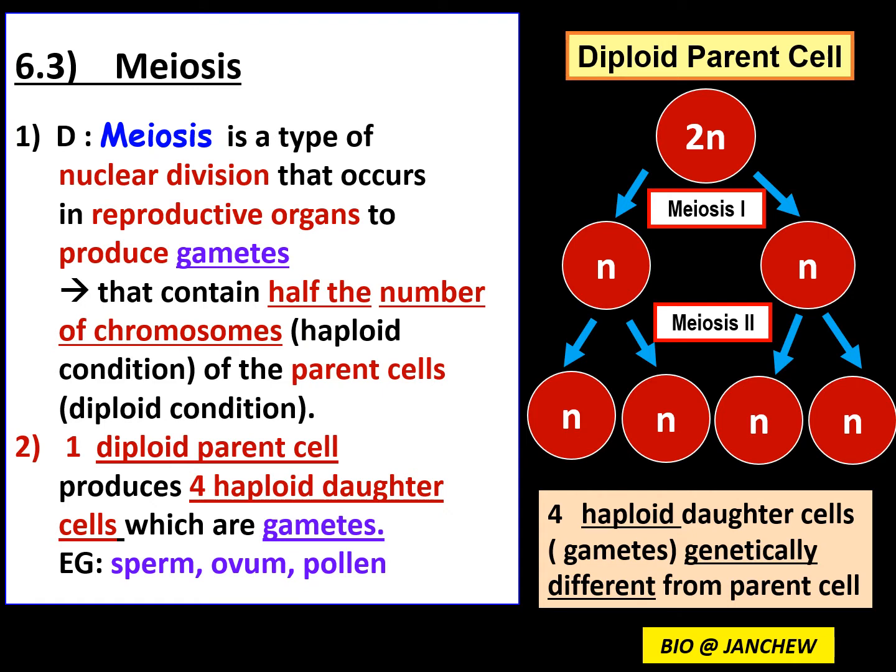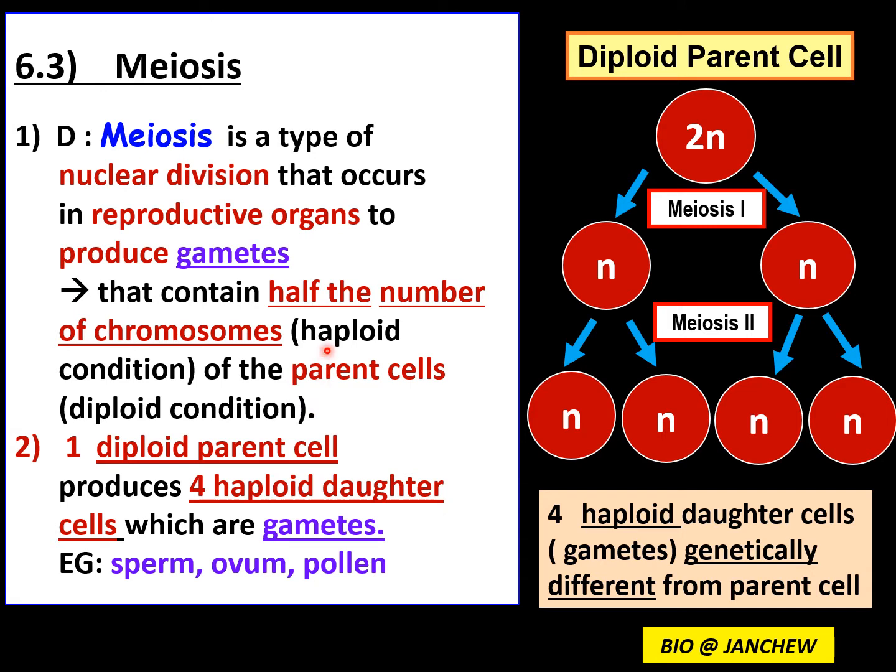Let us first revise the definition of meiosis. Now, meiosis is a type of nuclear division or division of the nucleus that occurs in reproductive organs such as the ovary and testes to produce gametes. Gametes are the reproductive cells involved in fertilization and formation of the new offspring. Now, these gametes contain half the number of chromosomes. That means they are in haploid condition of the parent cells, which are in diploid condition.